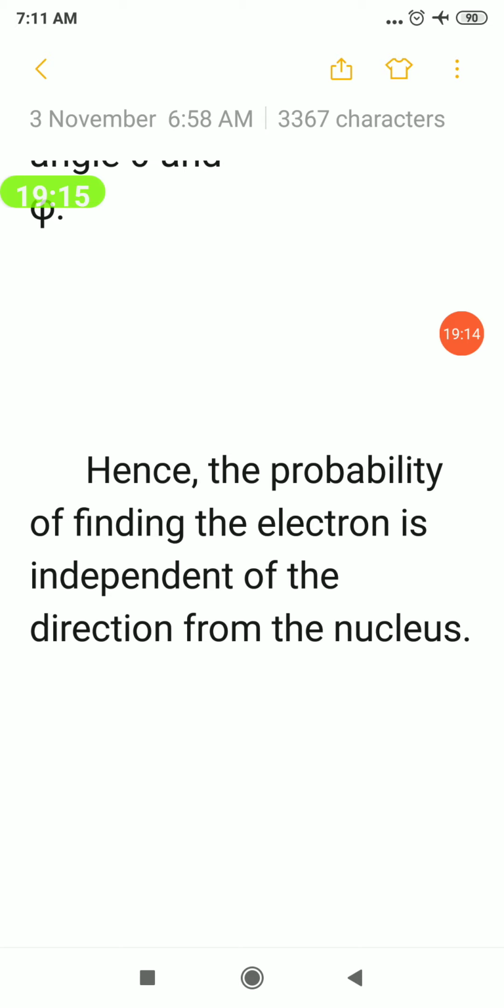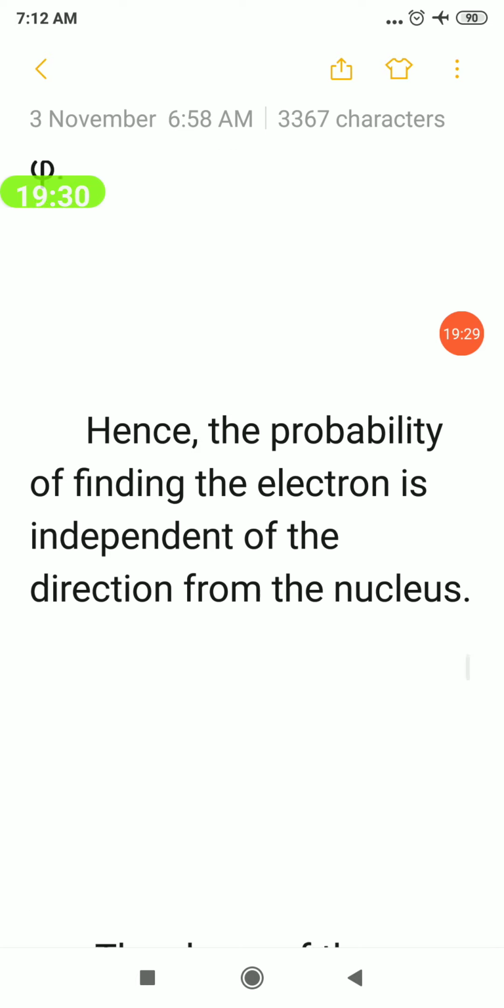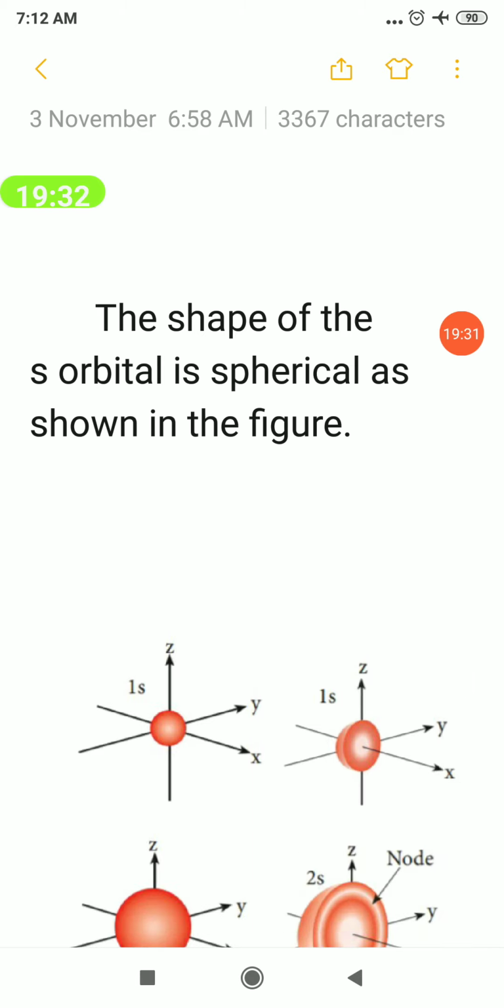So the conclusion we are going to give is, the probability of finding the electron is independent of the direction from the nucleus. Direction பொறுத்து எது மாற போறது கிடையாது, probability density மாற போறது கிடையாது. That is the conclusion we can give in the case of angular distribution function. Now we are going to discuss about the shapes of each orbital.